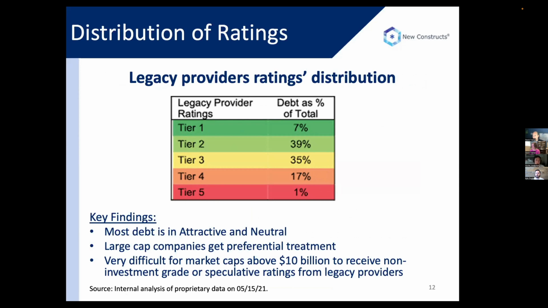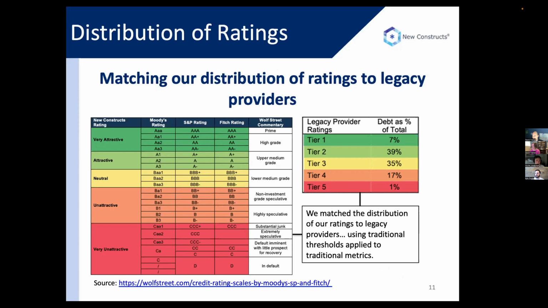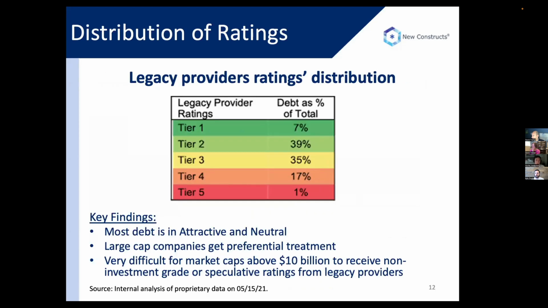What you can see is that most of the debt, so really how to read this is if you were to take all of the companies that were rated very attractive or AAA from S&P, and you were to sum up all of their debt, and you were to do that for each one of these 5 categories, all the way down to the D S&P rating. And then you were to take each tier and divide it by the total. So you're getting the percentage of the total for each tier. What would you get?